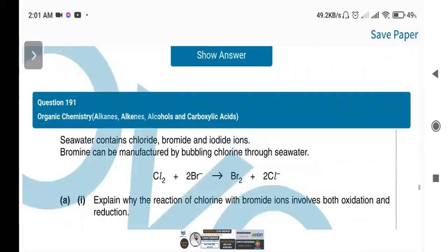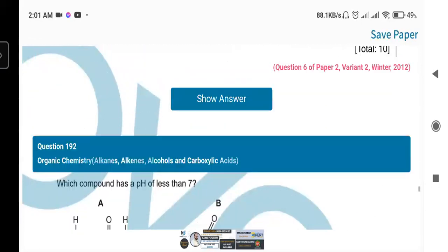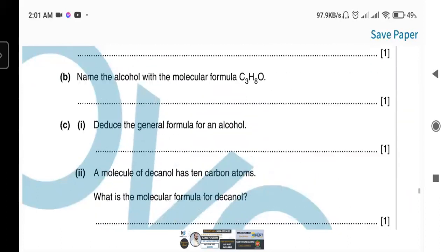Then it can be oxidized. Commercial use of ester: perfumes. It's easy.